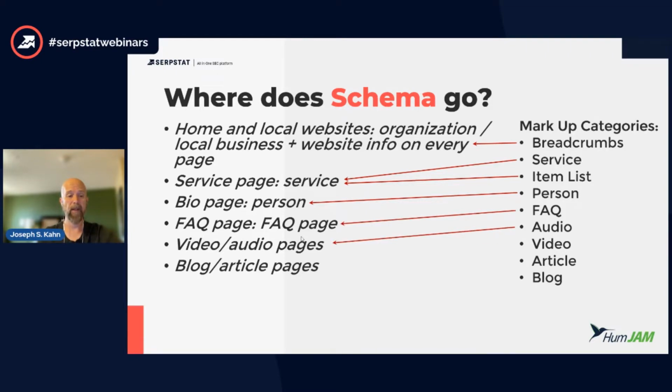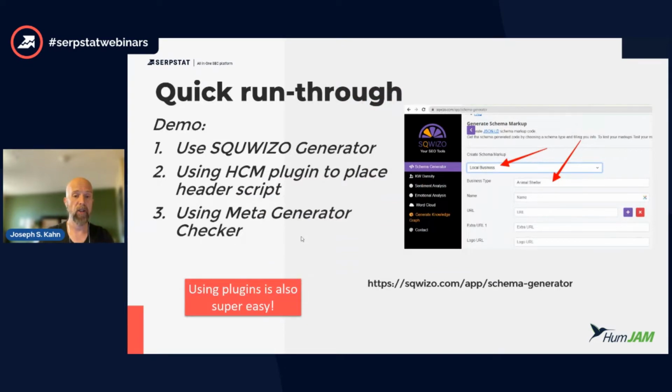FAQ, of course, that's obvious. Audio, video, obvious. Articles go there. Blog goes there. Meaning these are markup categories. And where does it go? It goes on these pages. So every one of your pages should have that there.